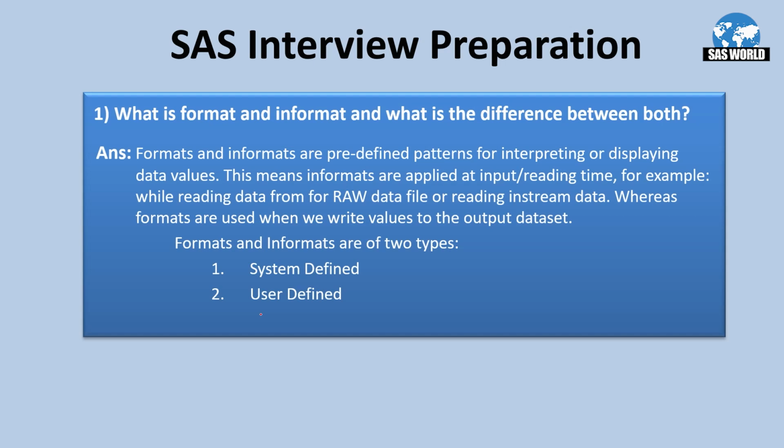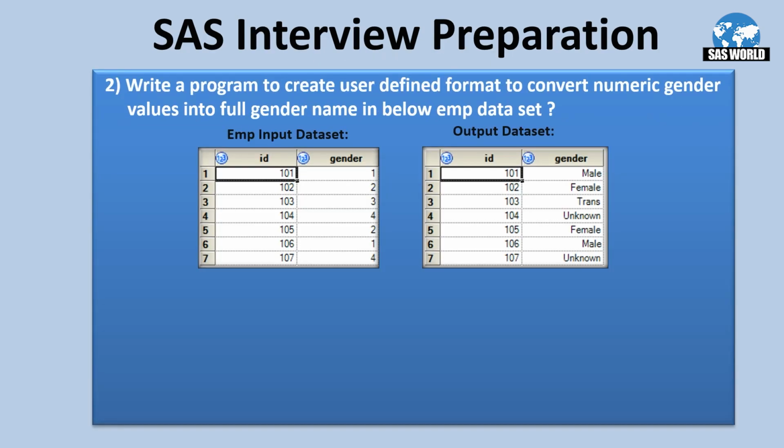Let's move on to the next question. Write a program to create a user-defined format to convert numeric gender values into full gender names in the below employee dataset. So guys, we already know about system-generated formats like date time, comma or currency dollar. Such formats we already know, but we are going to focus more on user-defined formats.